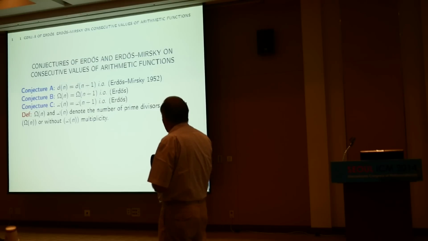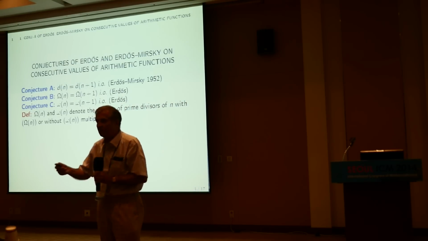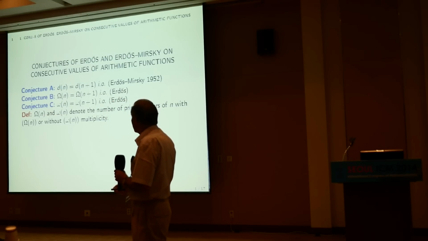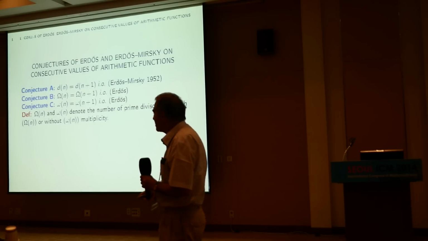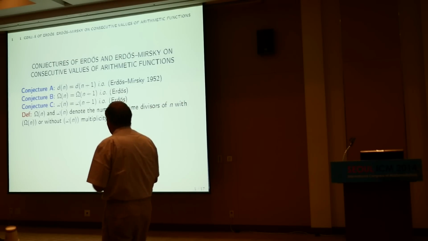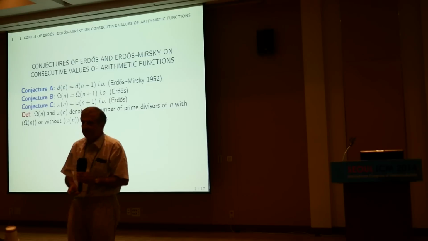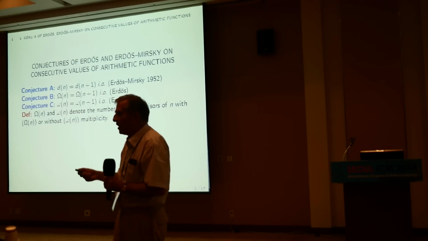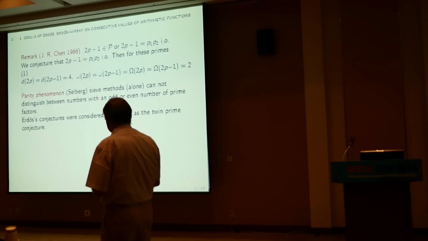So d(n) means to have infinitely many pairs of consecutive integers with the same number of divisors, and then capital omega means to have infinitely many consecutive integers with the same number of prime divisors counted with multiplicity, and little omega is the same without multiplicity, so to have infinitely many pairs of consecutive integers with the same number of prime divisors without multiplicity.